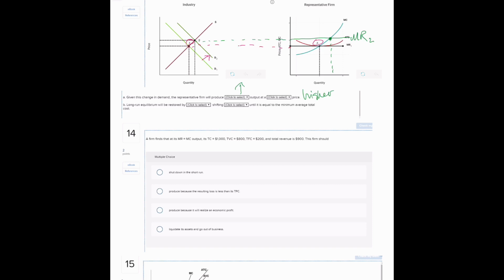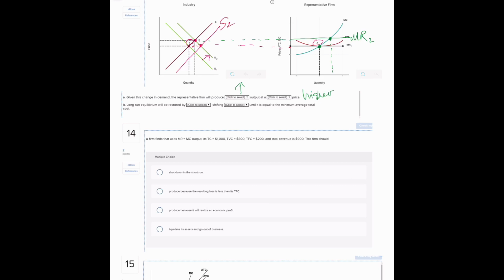B, long-run equilibrium is going to be restored because we started here in long-run equilibrium, producing at the lowest average total cost. So the restoration of that long-run equilibrium will happen as the supply curve shifts to the right to bring it back. And I'm probably going to miss it a little bit here. I missed it completely. Let me try it again. Let's try it maybe here. Pretty good, pretty close.